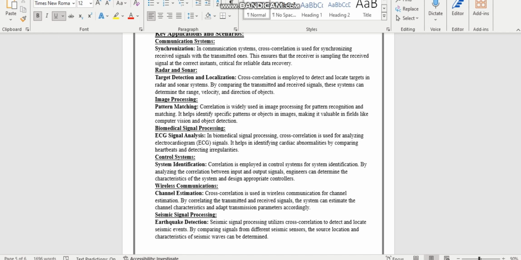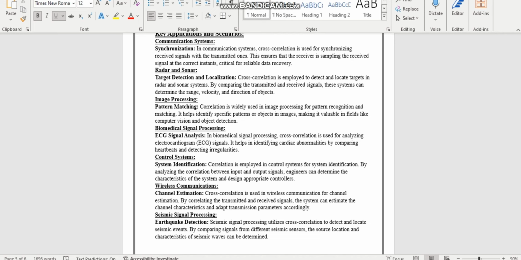Control systems, system identification. Cross correlation is employed in control systems for system identification by analyzing the correlation between input and output signals. Engineers can determine the characteristics of the system and design appropriate controllers.